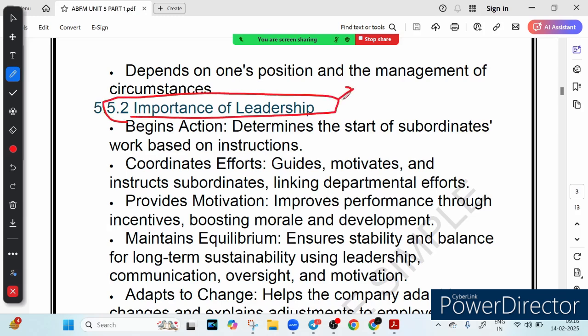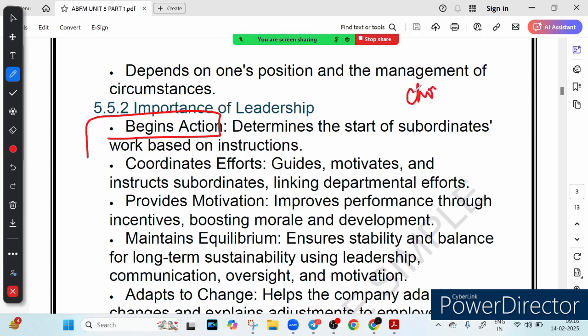The first thing is that leadership begins action. Imagine a football match where the players are waiting for instruction but have no idea where to go. It will be chaos, right? That is exactly what happens in an organization without leadership. A leader initiates action by telling employees what to do, when to start, and how to proceed. So that is what we call begins action.